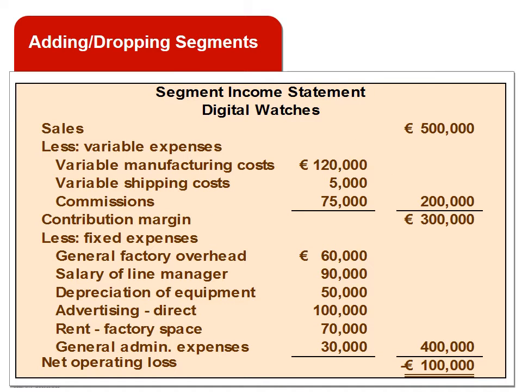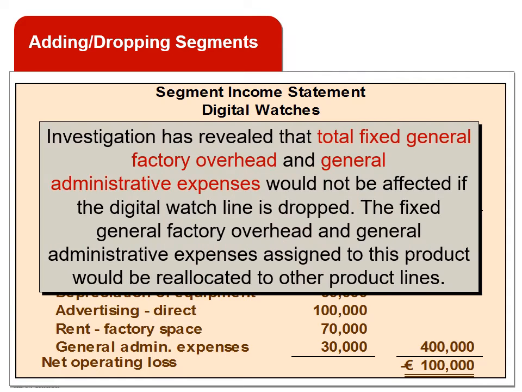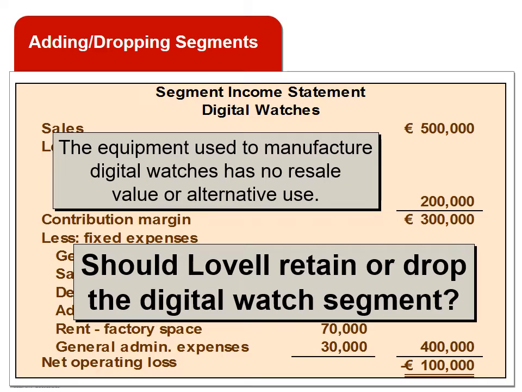Assume a segmented income statement for the digital watches line is as shown. An investigation has revealed that the fixed general factory overhead and fixed general administrative expenses will not be affected by dropping the digital watch line. The fixed general factory overhead and general administrative expenses assigned to this product would be reallocated to other product lines. The equipment used to manufacture digital watches has no resale value or alternative use. Should Lavelle retain or drop the digital watch segment?